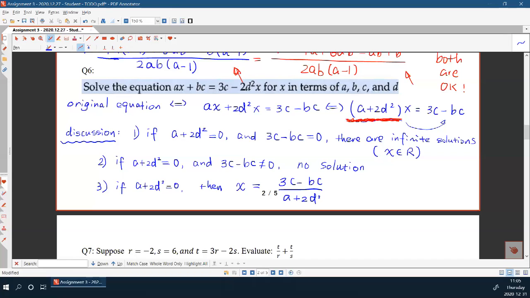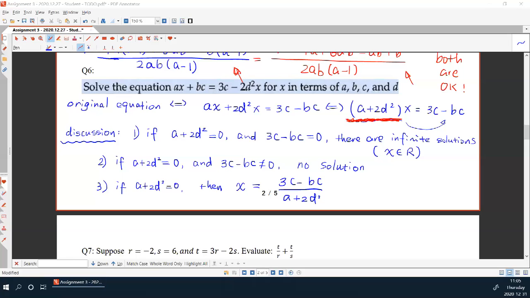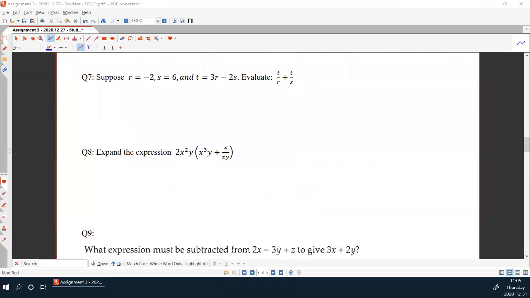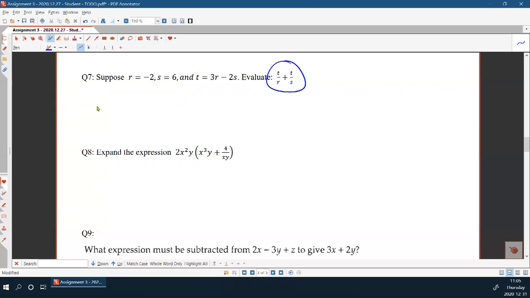Okay. If you have no question, let's move to the next one. Question 7. Suppose R is -2, S is 6, and T is 3R minus 2S. Evaluate this expression. Okay, all you need to do is to put all these values into this expression, right? Okay, so T over R plus T over S is, okay, T is 3R minus 2S.